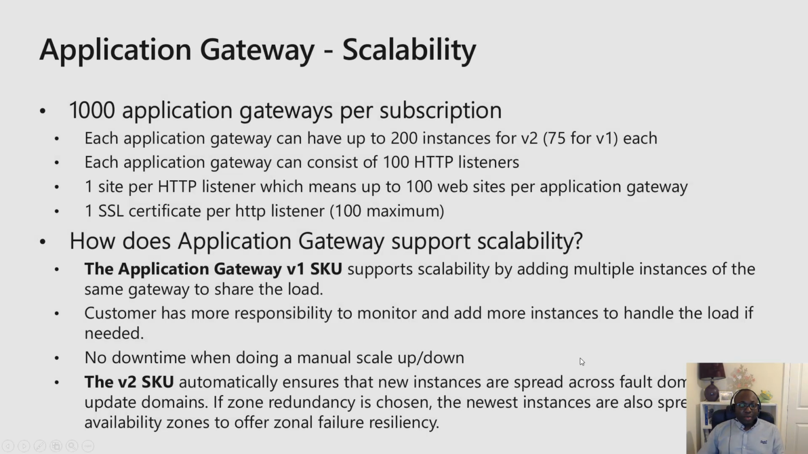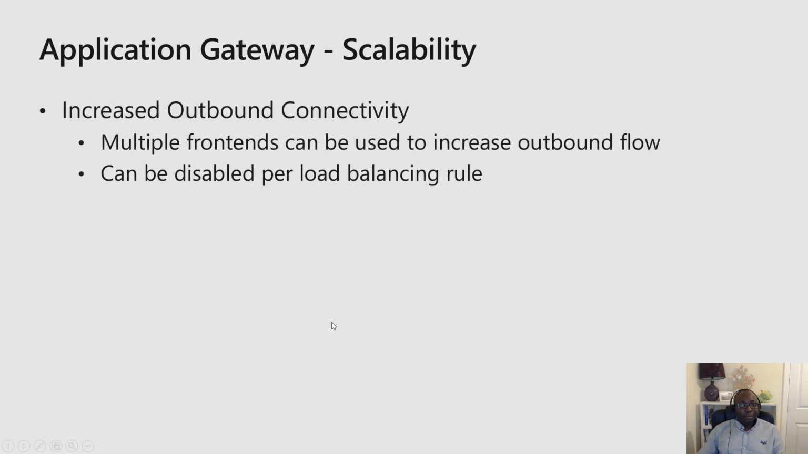Let's move on very quickly here because of time. Increased outbound connectivity. We can have multiple front ends, in other words, multiple IP addresses associated with the application gateway. That can help us to increase outbound flow. That's talking about things like TCP port exhaustion, but that's not so much of an issue these days. But just know that it's possible to have multiple public IP addresses associated with your application gateway to have more outbound flows.